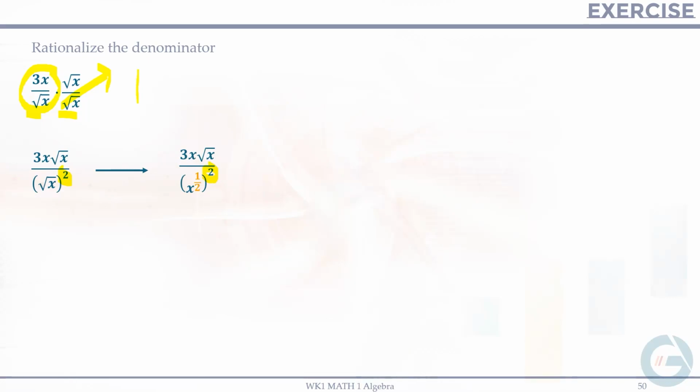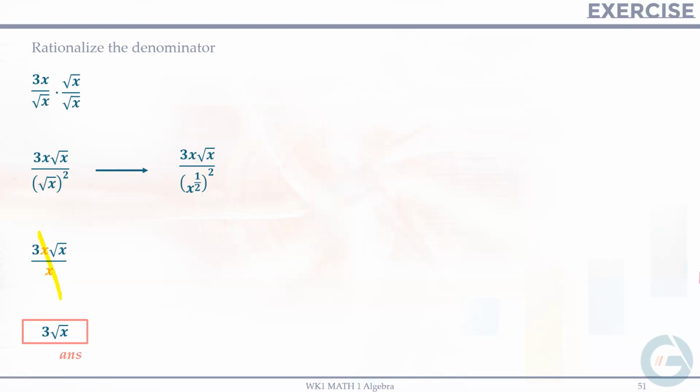Okay, so we have now 3x square root of x over x. And take note of this one. Whenever you see a squared and the square root, it will cancel out that radical sign or that square root sign. Okay, so what's next? So we have a common x. Of course, we can cancel that out. That will give us 3 square root of x as the answer.